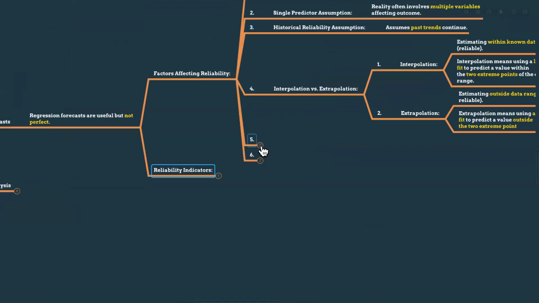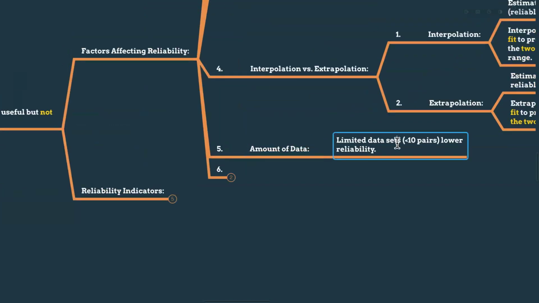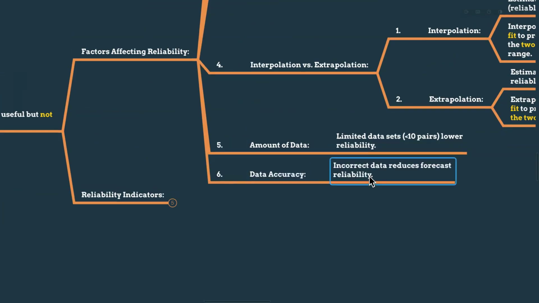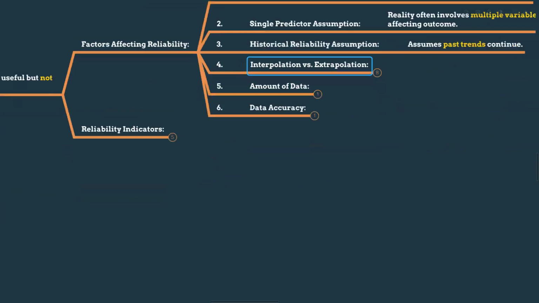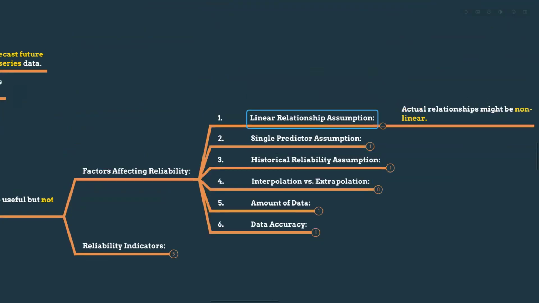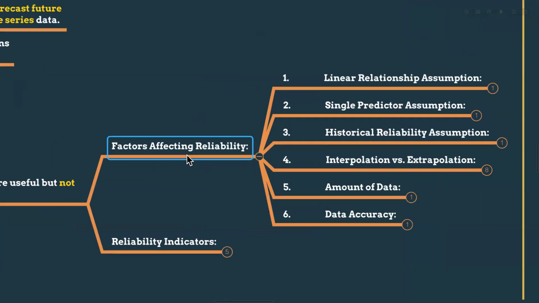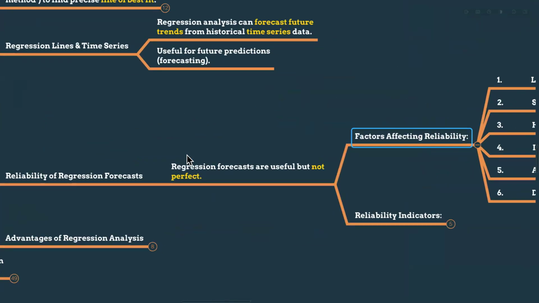And the other factor affecting the reliability is the amount of data we are using. With limited data sets, if you are using less than 10 pairs, the reliability is very low. Your estimation is going to be very unreliable. And data accuracy: incorrect data reduces the forecast reliability. So the data accuracy, the amount of data, and whether you are doing interpolation or extrapolation matter. The historical reliability assumption, single predictor assumption and linear relationship assumption are the factors affecting the reliability of this linear regression analysis method, not the regression forecast method, right?